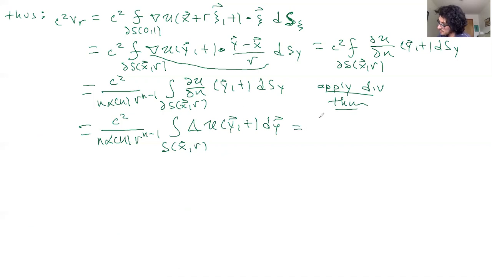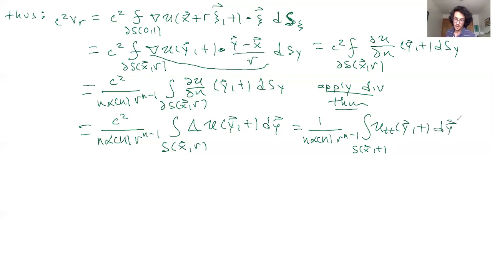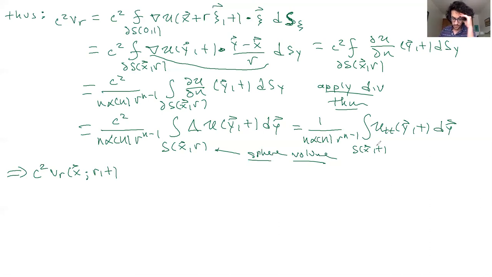So I can use that to rewrite this as the same prefactor here. Now the integral over volume u_tt y t dy, okay? Great. So now I'm integrating over the sphere volume, and I'm getting close, right? So remember what I had written down before. The thing that I had written down was c squared V sub r, x, r, t, okay? And the result that I have is that it's equal to this quantity over here, okay?